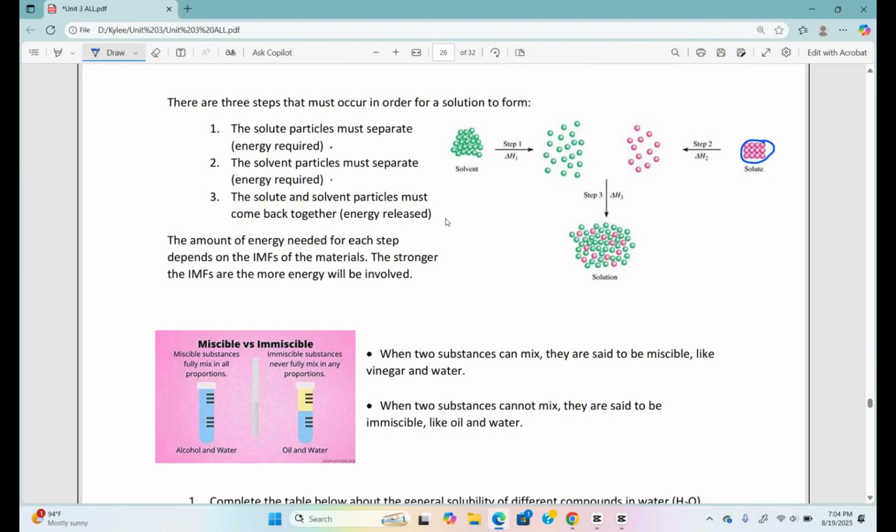So if that happens, then the energy released is smaller than the energy that was required. And so it's this kind of song and dance between energy, how much energy is required to separate them, and whether they are attracted to each other, to determine whether something actually forms a solution. We'll talk more about energy in a later unit, but it is brought up here when we talk about solutions and IMFs. So I thought it was a good point to address it a little bit.